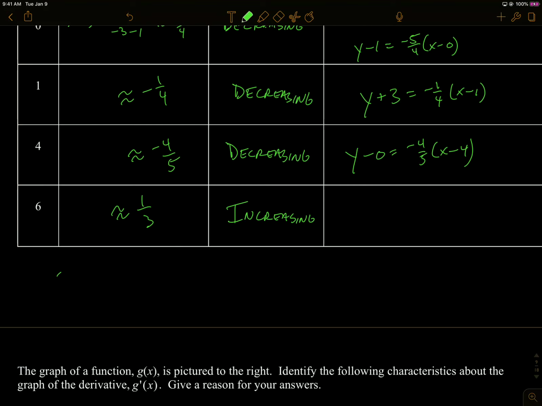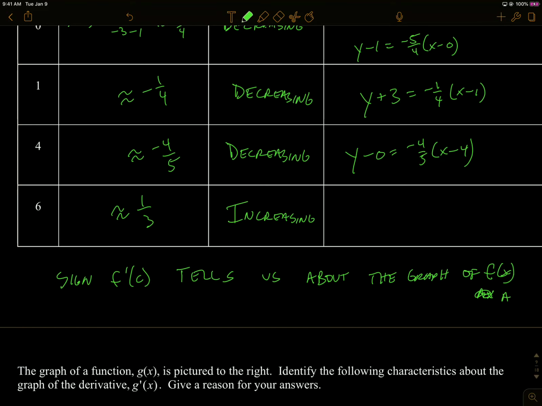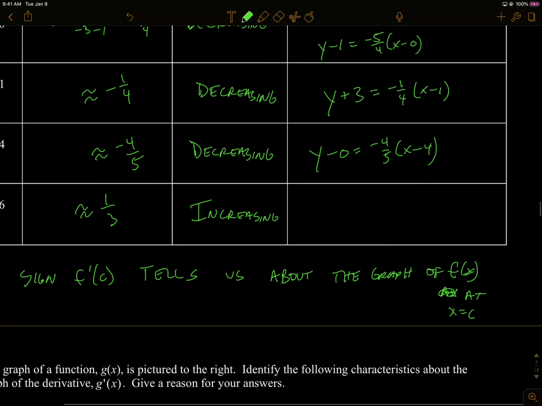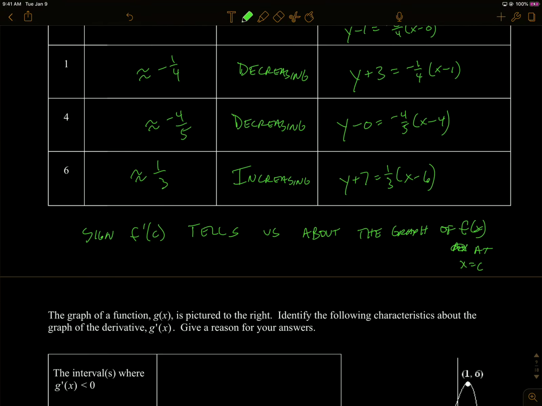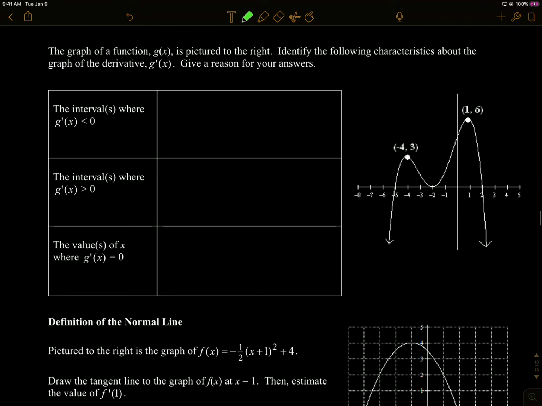So really the sign of f prime of c tells us about the graph of f of x at x equals c. So that's important to note. This last one, the tangent line would be y plus 7 equals 1/3 times x minus 6 based on our estimate of the slopes. All right?